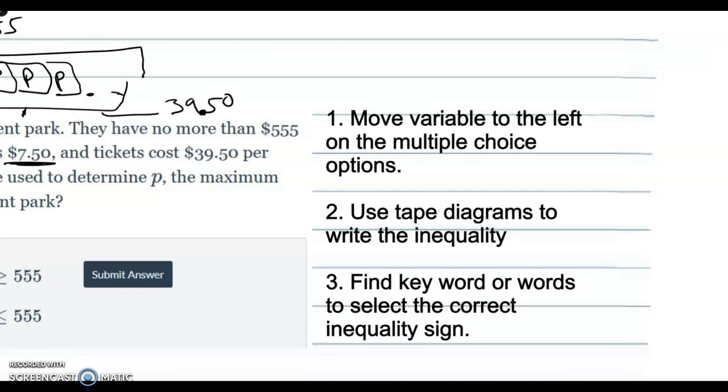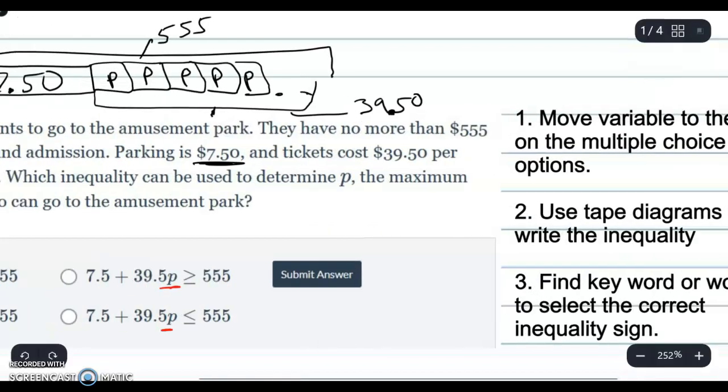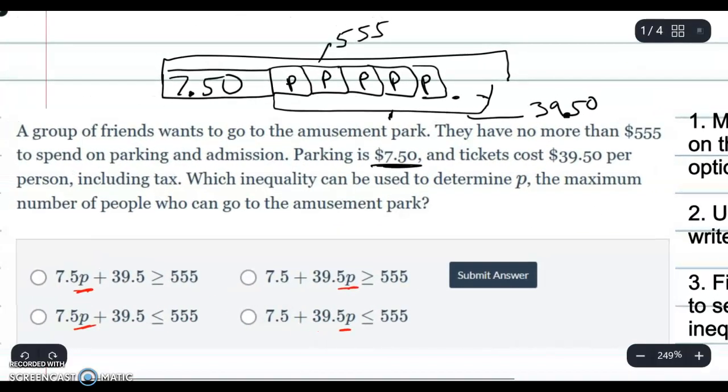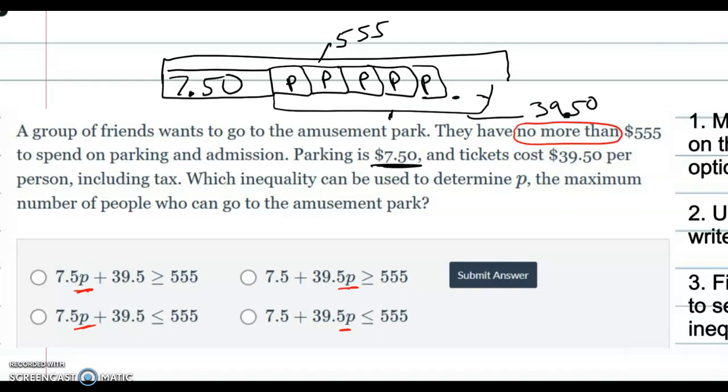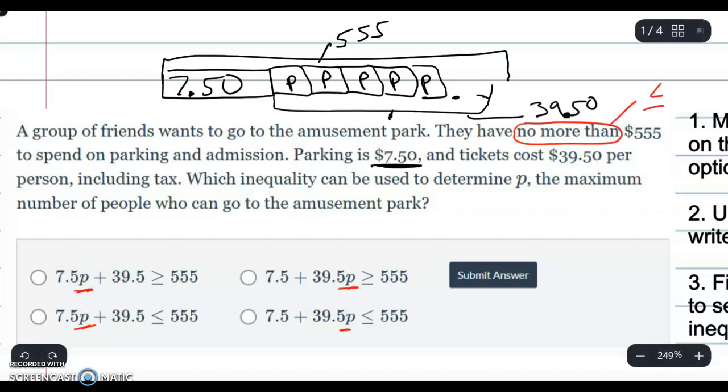Now, the next step. Use a keyword or words to select the correct inequality. Alright, so the keyword in this one is "no more than." That's the key words right there. No more than. If you have no more than, that's going to be less than or equal to. So right away you can pick the ones that are less than or equal to, and you know that's going to be it. The ones that aren't less than or equal to won't be the answer.